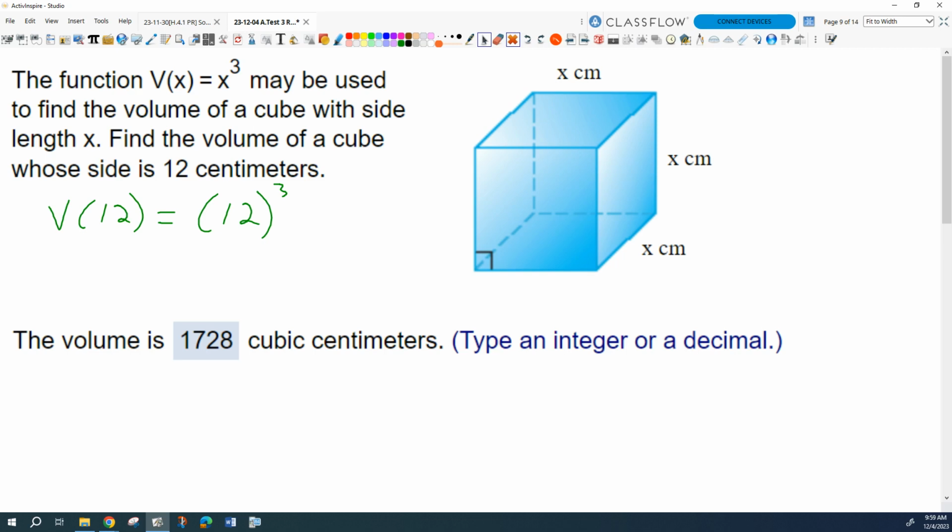And again, you'd have Desmos, so you could even just type in v of x equals x cubed and evaluate v of 12 in Desmos.